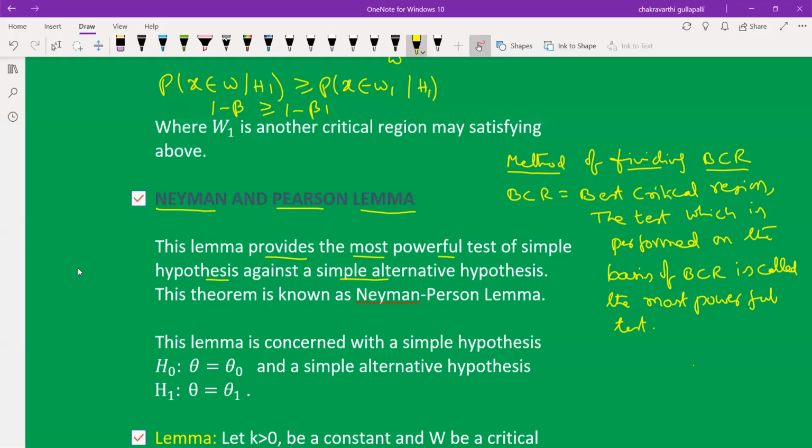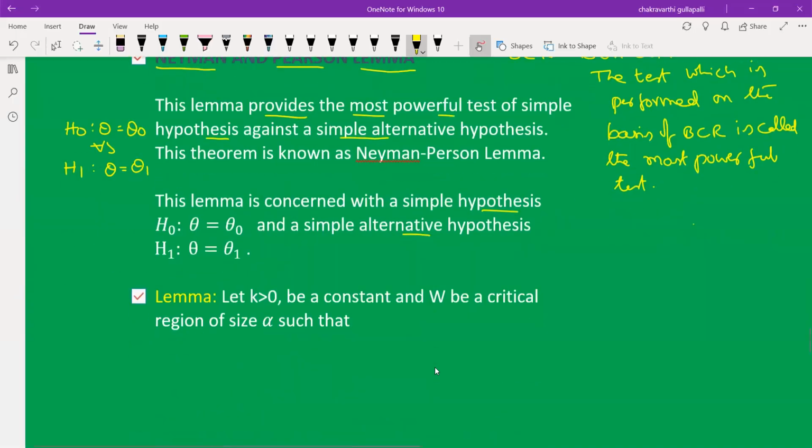H naught, simple hypothesis, means H naught: theta is equal to theta naught, versus alternative hypothesis H1: theta is equal to theta 1. Simple to simple concept. This theorem is known as the Neyman-Pearson lemma. This is the importance of the lemma. A lemma is a part of the theorem. There are 4 lemmas in the Neyman-Pearson theorem, but here we have to use only one lemma.